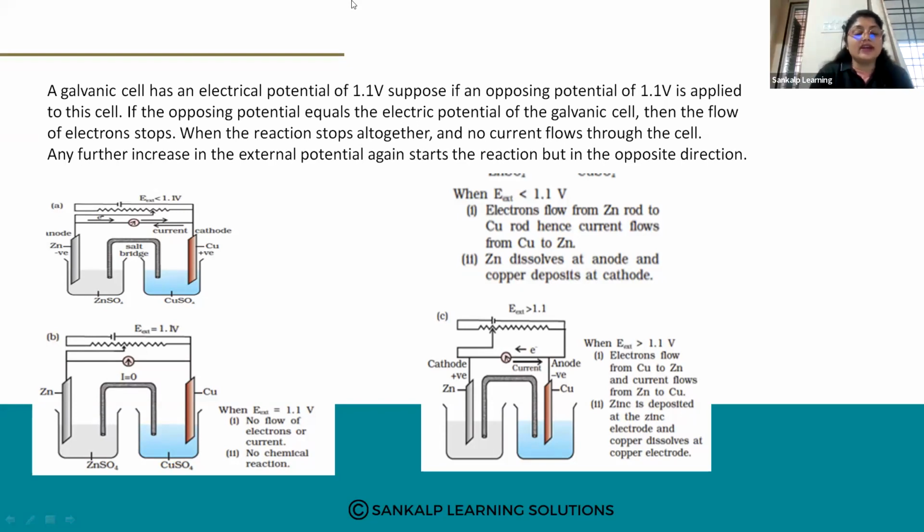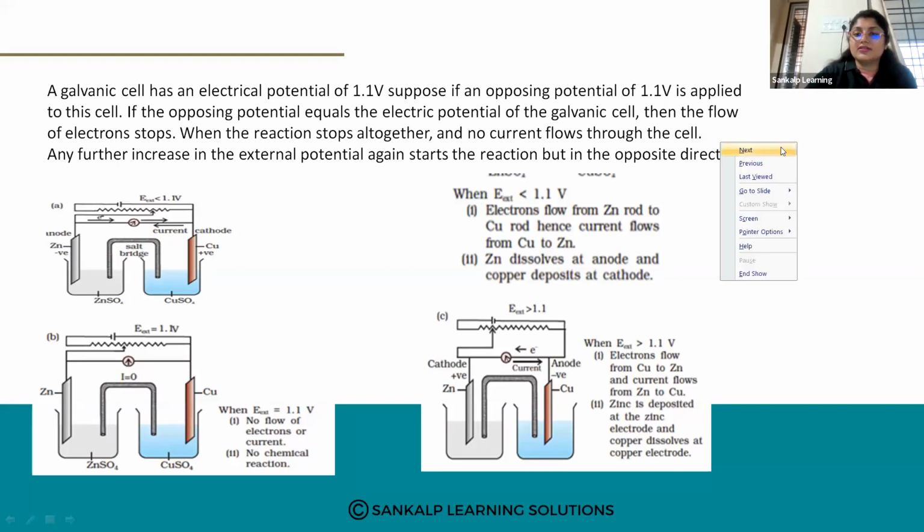And when the external electrical potential is less than 1.1, what will happen? Electrons will flow from the zinc rod to the copper rod and the current will flow from copper to zinc. Zinc will dissolve at the anode and copper will deposit at the cathode. So these are the things which we have to understand about the galvanic cell when you have a proper electromotive force.